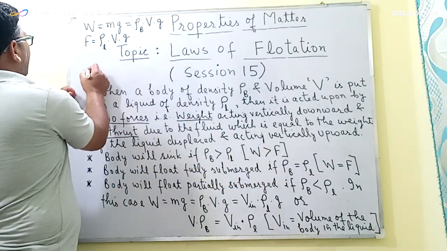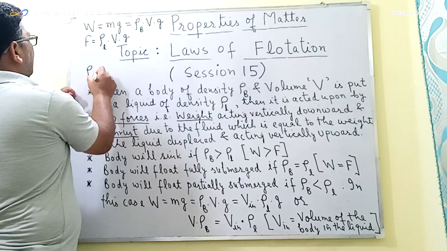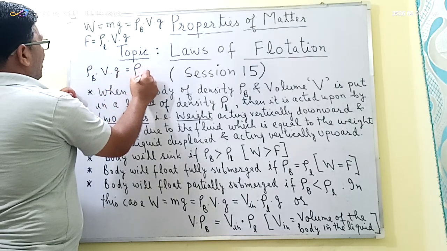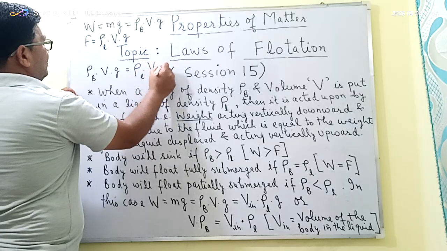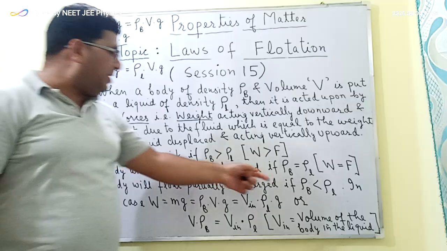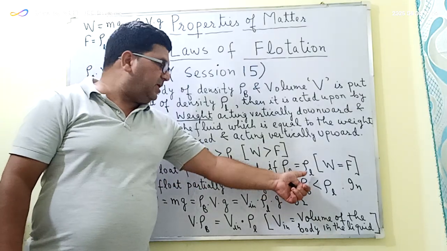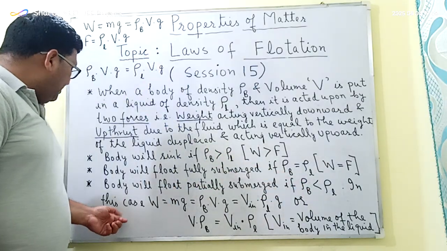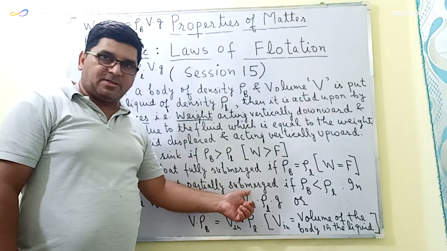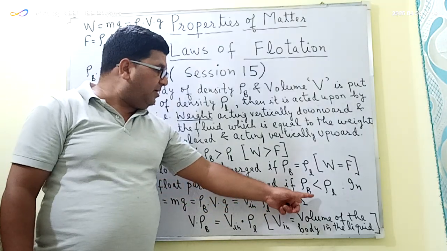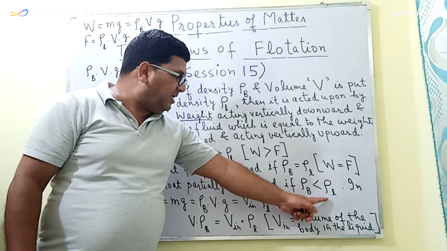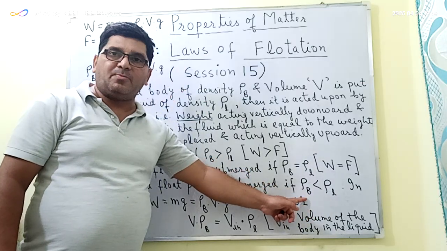So in this case, when the body is fully submerged, then W will be equal to F, or we can say that rho b into V into g is equal to rho l into V into g. So from here we can say that this is possible only when the density of the body is equal to the density of the liquid. And the third case will be when the body will float partially submerged. So this is possible only when the density of the liquid is more than the density of the body.